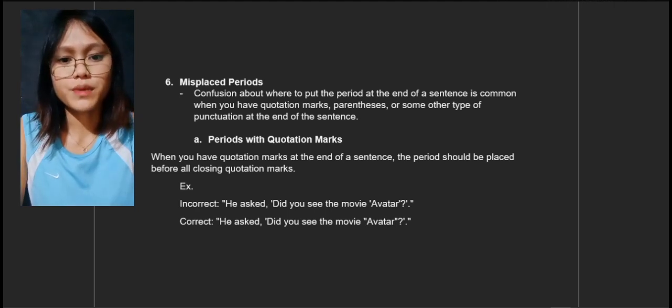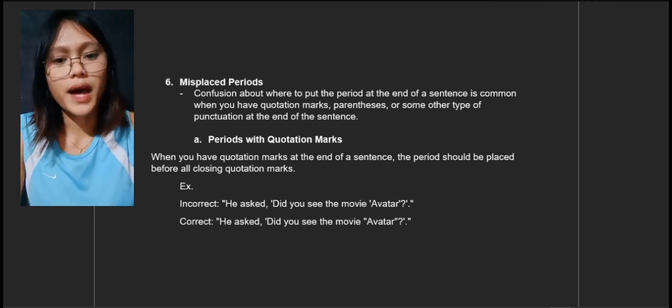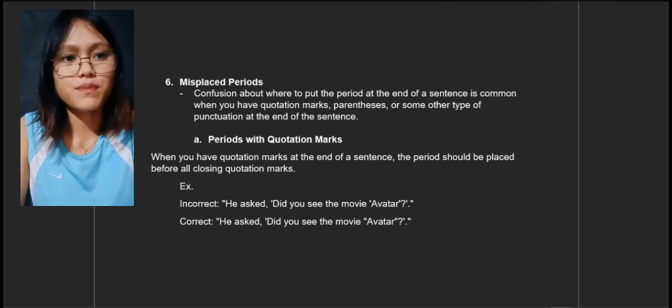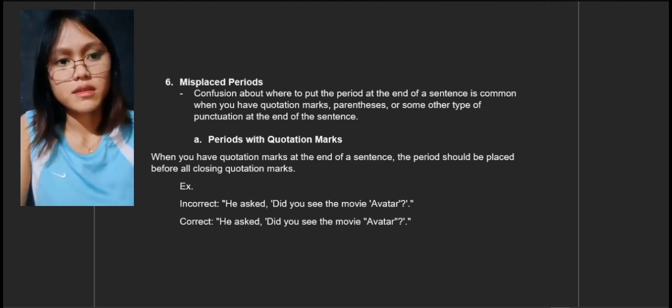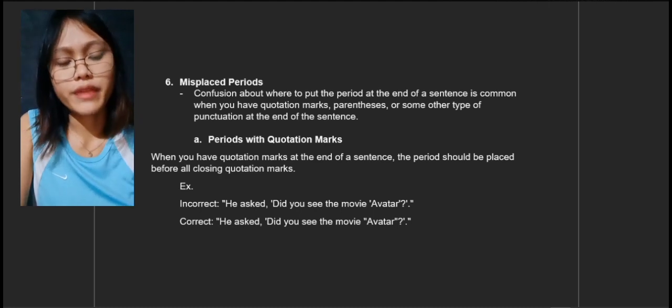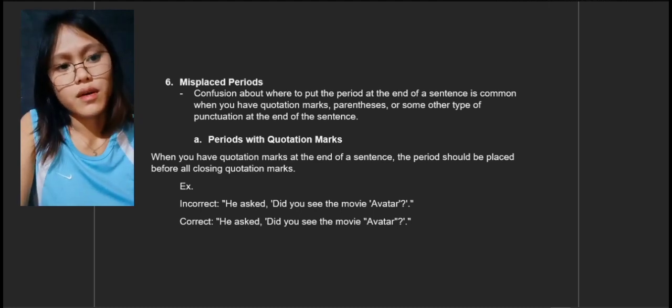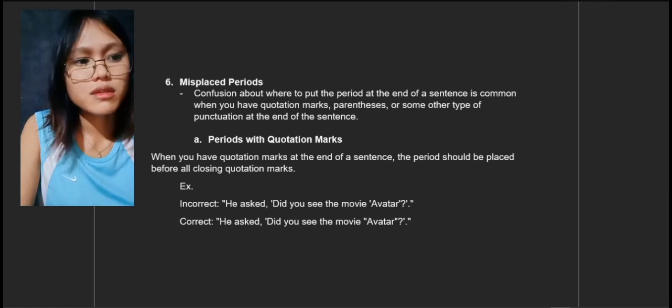Confusion about where to put the period at the end of a sentence is common when you have quotation marks, parentheses, and other types of punctuation. So, the first example is about periods with quotation marks. So: He asked, "Did you see the movie Avatar?"